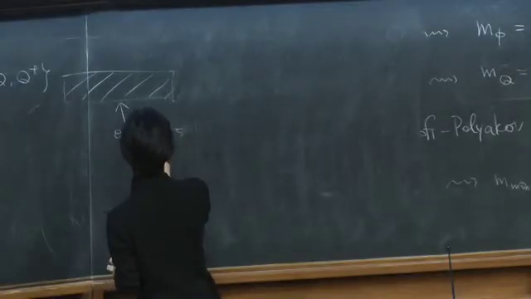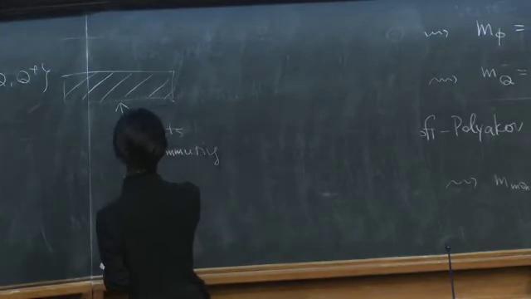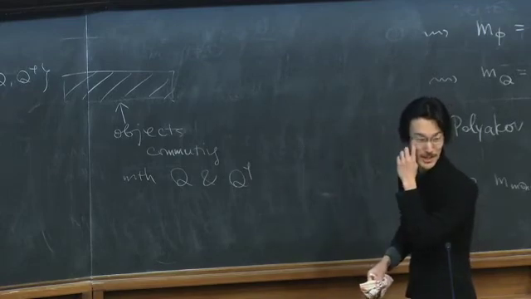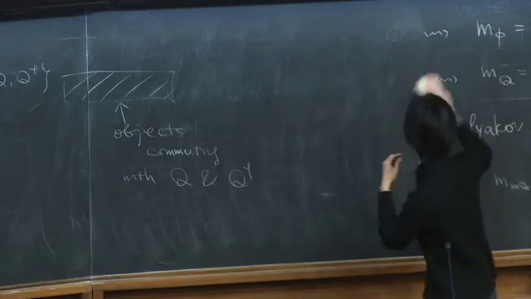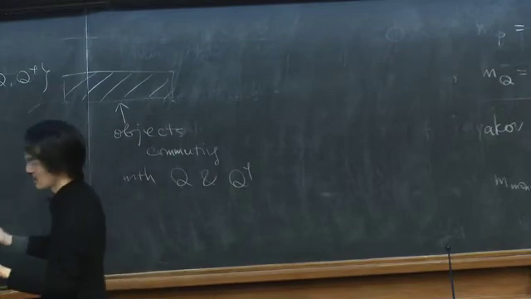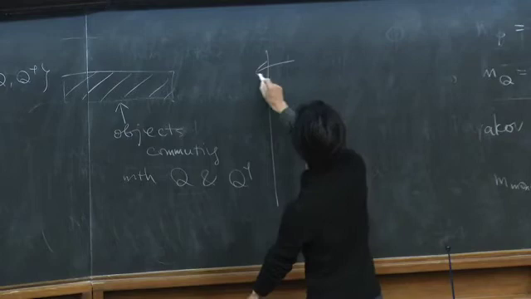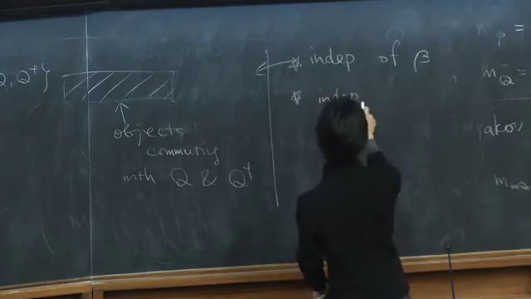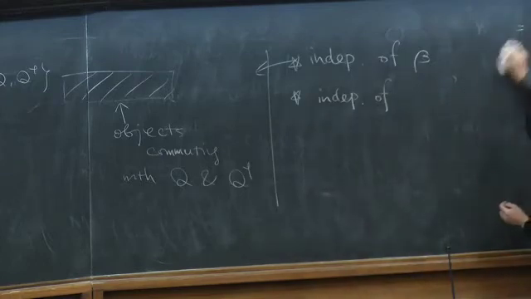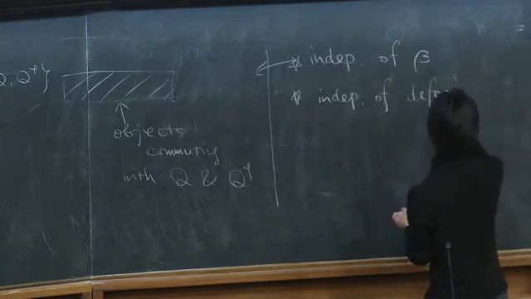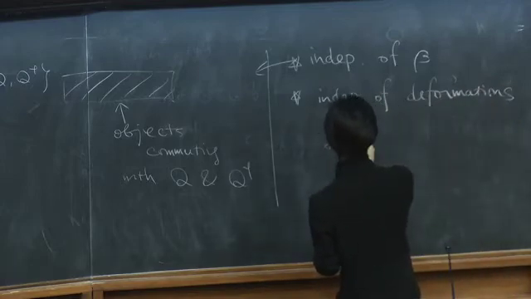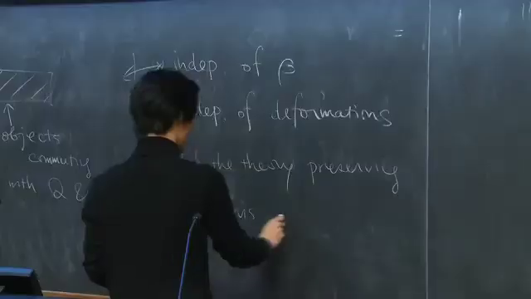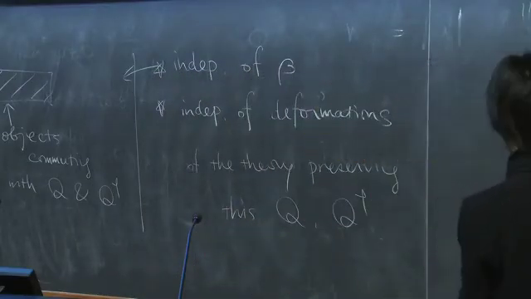Objects commuting with Q and Q dagger. Sorry for using the same symbol Q for the hypermultiplets and the supercharge, but unfortunately the alphabet has so many letters, we cannot help. So from the standard argument about the Witten index, this is independent of beta, first of all. Also independent of deformations of the theory preserving this supercharge, Q and Q dagger. So it's a very nice object.